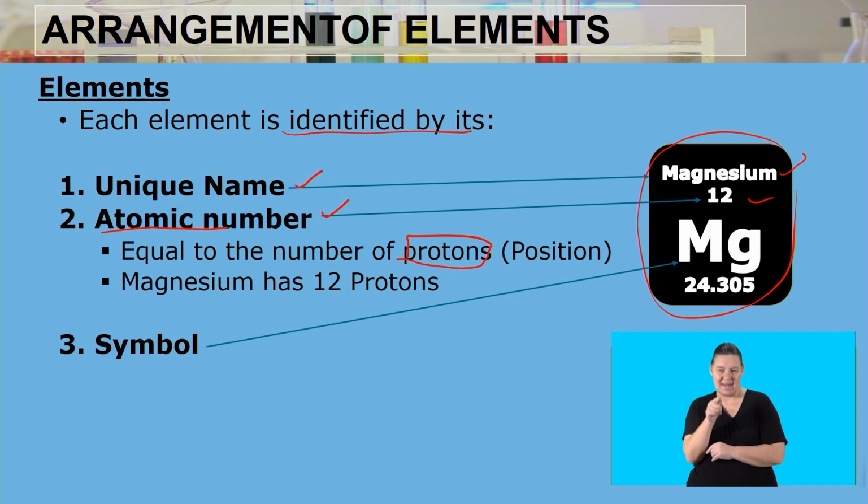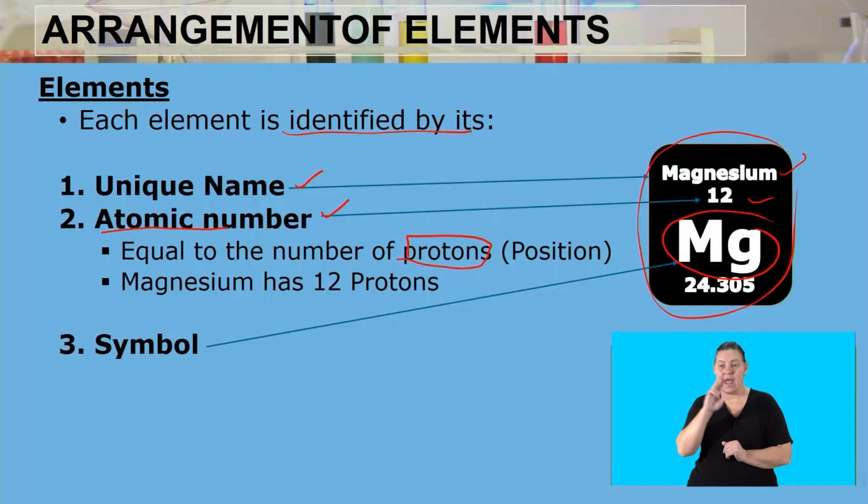And then we also have the symbol. So each and every one of those elements in the periodic table is identified by the symbol. So each symbol is different from one element to the other. In the case of magnesium, we have Mg, the capital letter M and the small letter g.